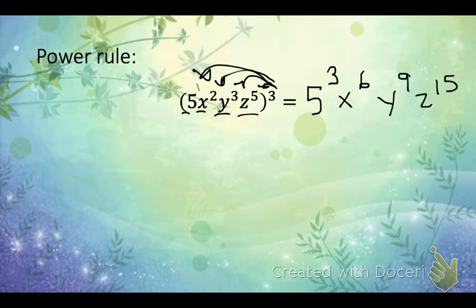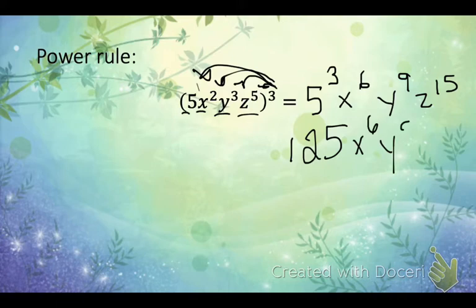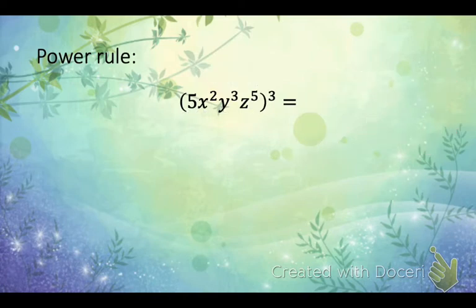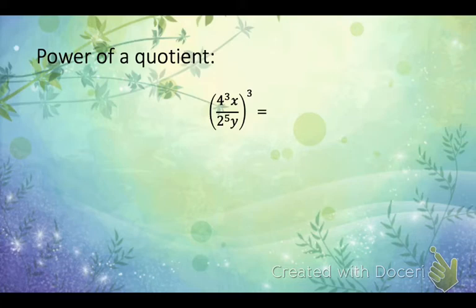And then lastly, we need to simplify 5 cubed. So 5 times 5 times 5 would be 125. X to the 6th, y to the 9th, z to the 15th. All right, that is the power rule. Alright, power of a quotient rule is the same as the power rule. We keep these bases and we multiply the exponents.